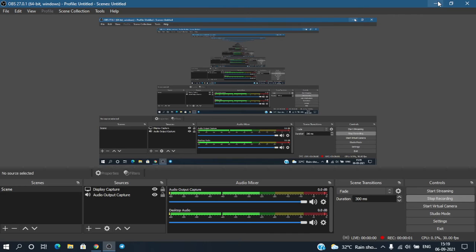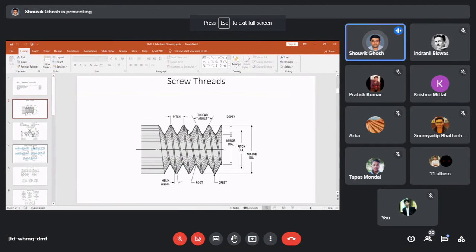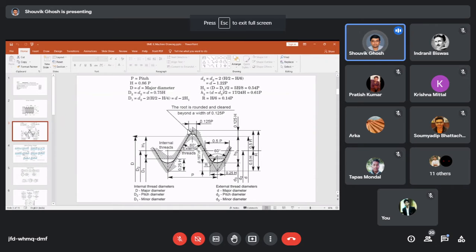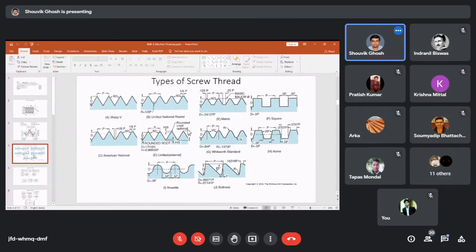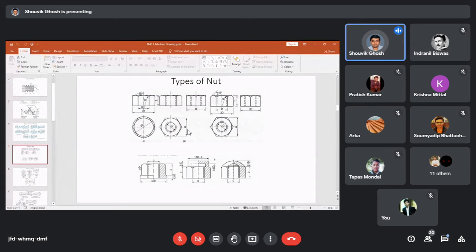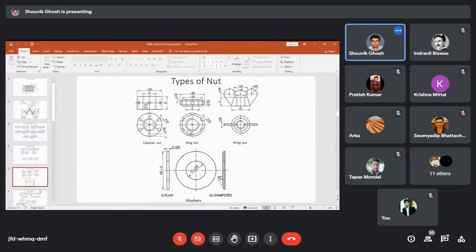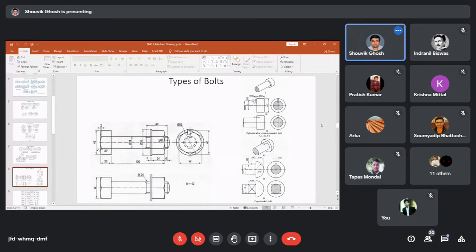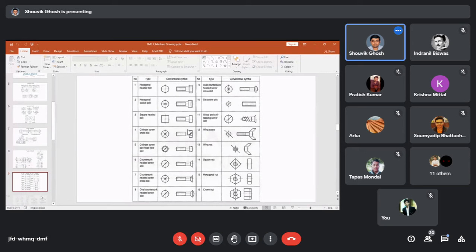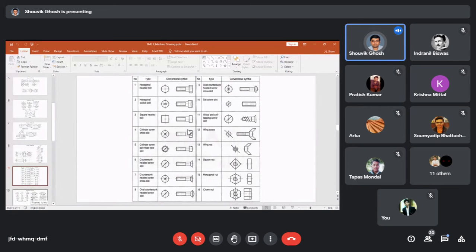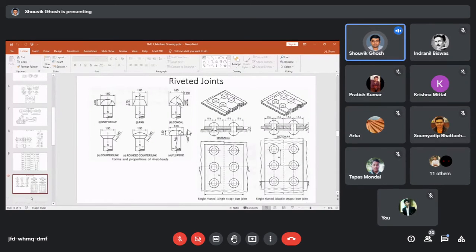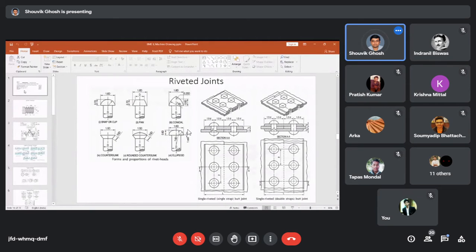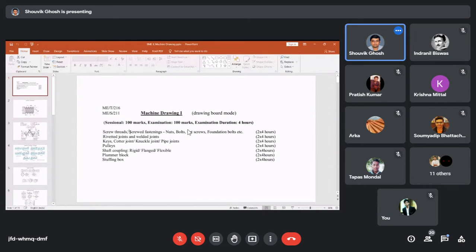This is the basic nomenclature of screw thread, the basic calculation for the thread, different types of thread, types of nut and its calculation, types of bolt, and these are also types of bolt. This is the conventional method and everything. This is the riveted joint. Next is riveted joint. So up to this is based on the screw thread, and it will come under screw fastening.